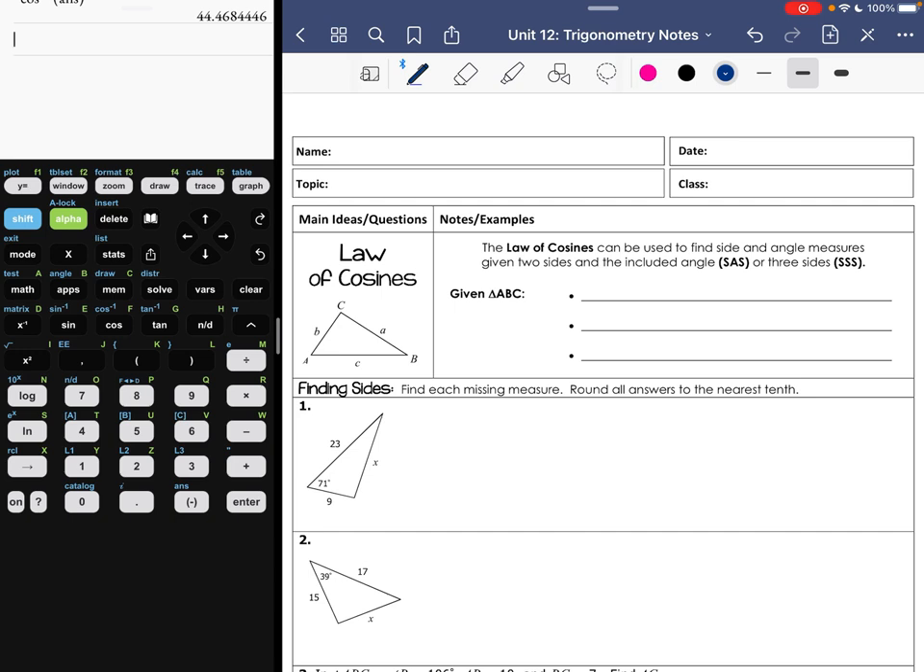So Law of Cosines can be used to find side and angle measurements given two sides and the included angle, so side, angle, side, or all three sides. So no angle measurements are given and you just know the side measurements. This is different. So Law of Cosines is used to find a different set of information than Law of Sines.